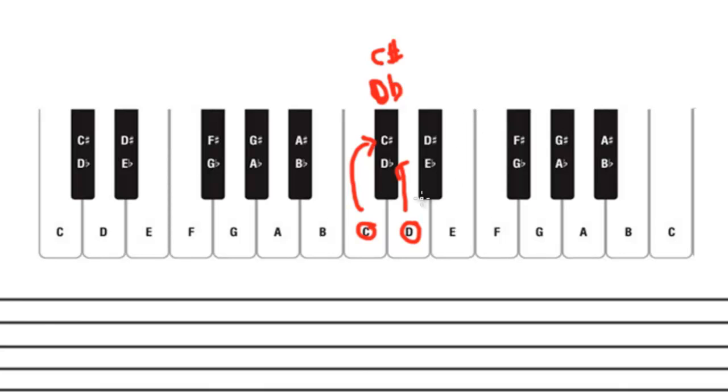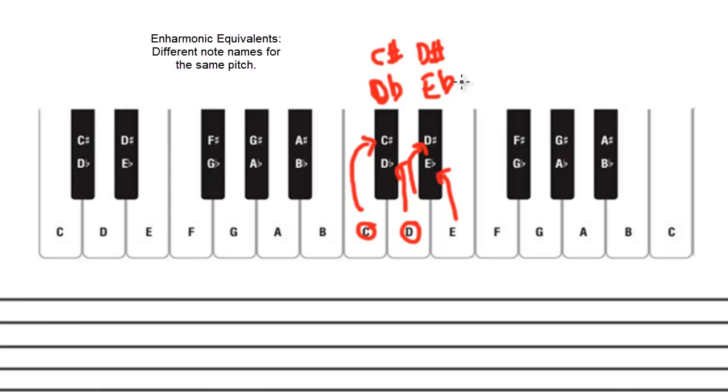Alright, if we were to go up from our D a semitone, we'd get to D sharp. If we were to go down a semitone from E, we'd get to E flat. So that note is both D sharp and E flat. A note that sounds the same that has 2 different names, those 2 different names are called enharmonic equivalents.